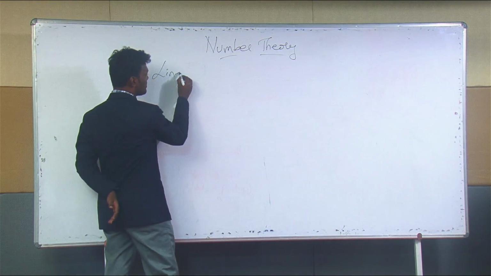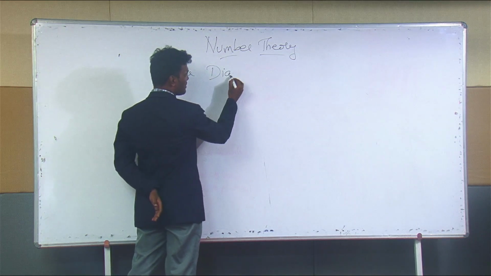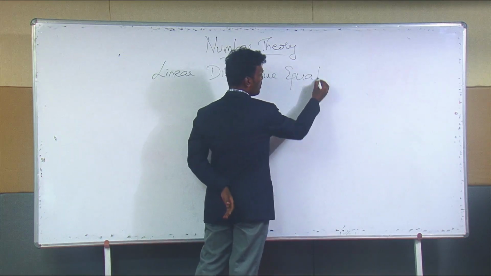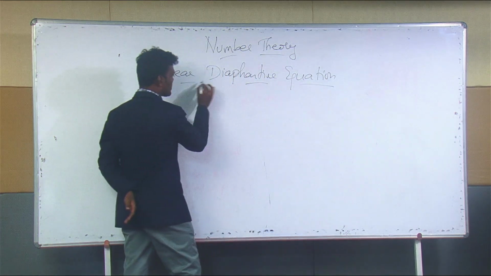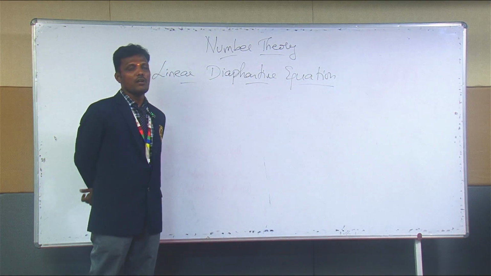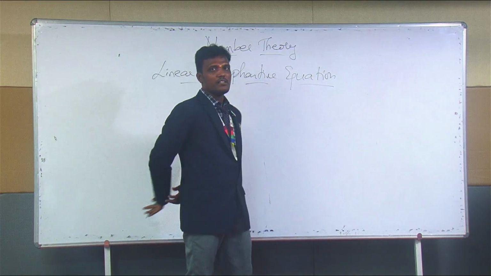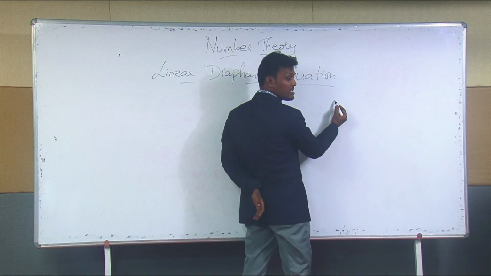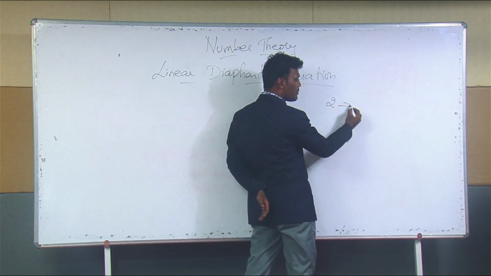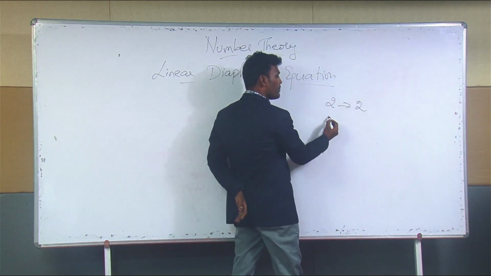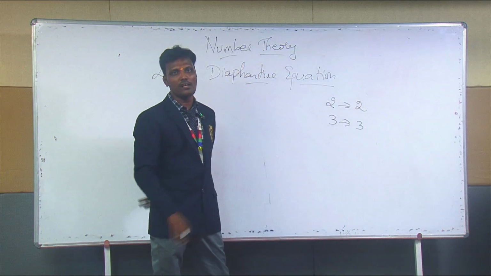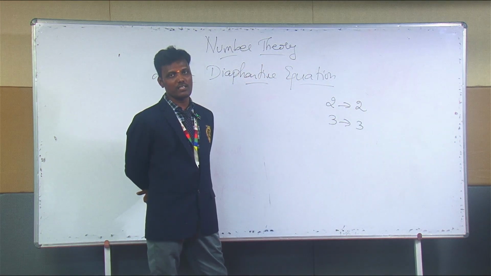So, linear Diophantine equation. What is a linear Diophantine equation? As we know, in the lower classes we solve two simultaneous equations, right? If the number of unknowns is 2, then the number of equations will be 2. If the number of unknowns is 3, then the number of equations will be 3. Then you can easily solve and find the values of x, y, z.